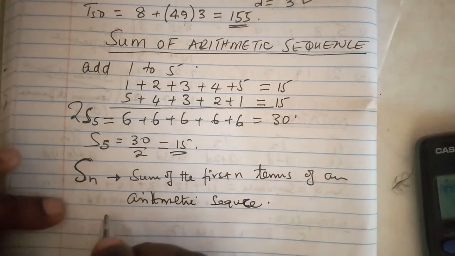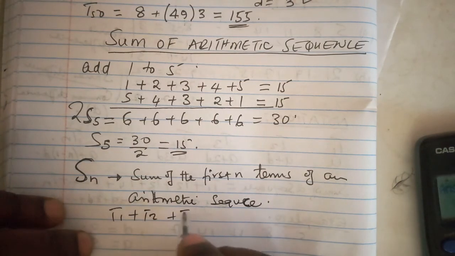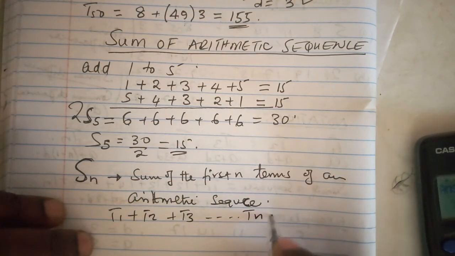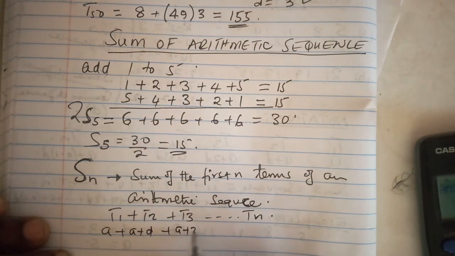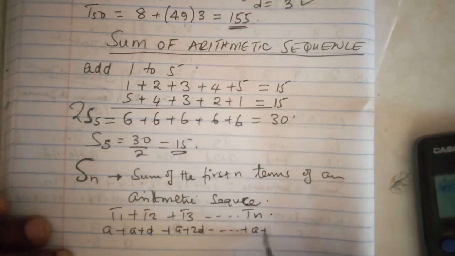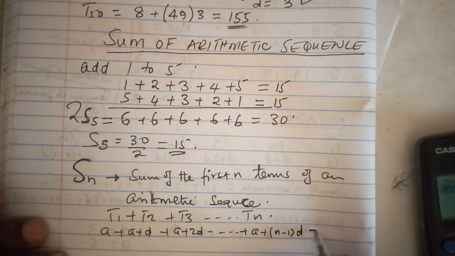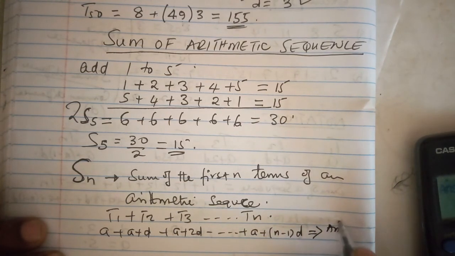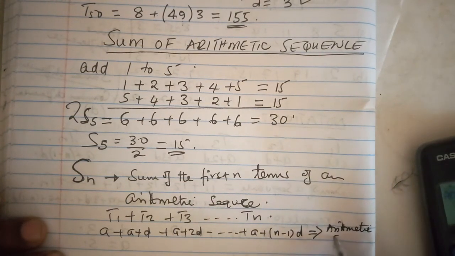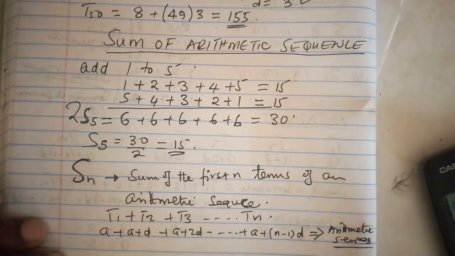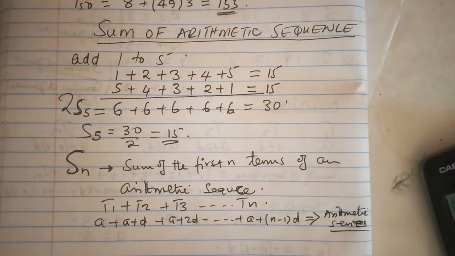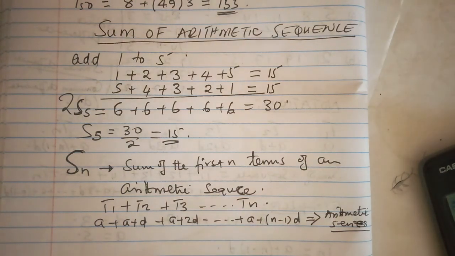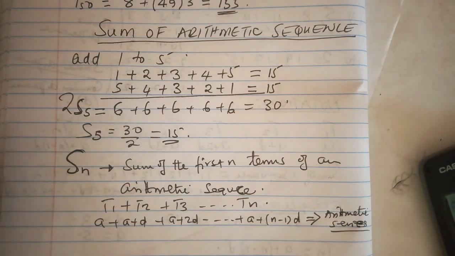So adding term 1 plus term 2 plus term 3, all the way to term n, which can be a plus a plus d plus a plus 2d, all the way to a plus n minus 1 d. This is now what you call the arithmetic series. The sum of a sequence is called an arithmetic series. We will talk more of this in the next video. But let us be keen as we catch up with the next video. All right?